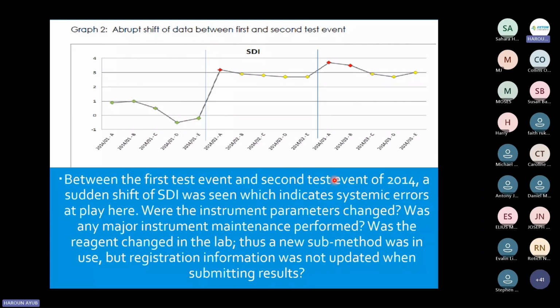So you need to check this before you submit your results. If you're having this particular trend, it means at the end of it, you're still getting the same kind of positive bias for that particular sample.